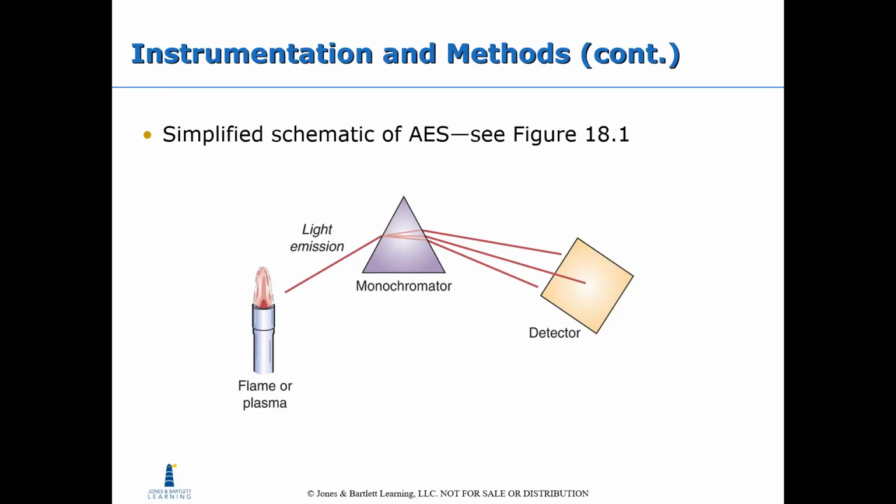This is a schematic of an AES. So you can see the flame or plasma light emission, the monochromator, and the detector.